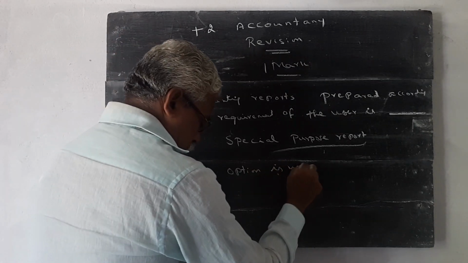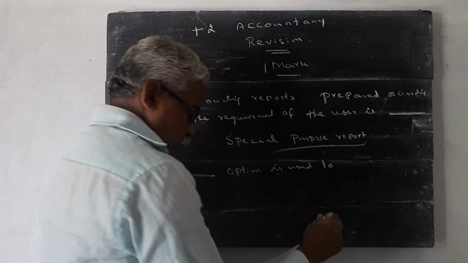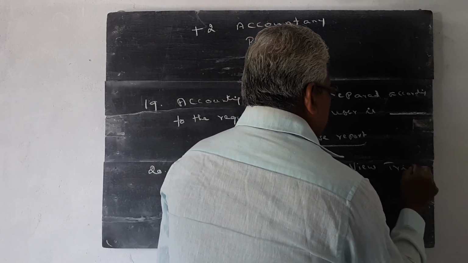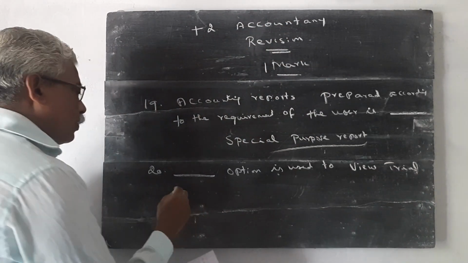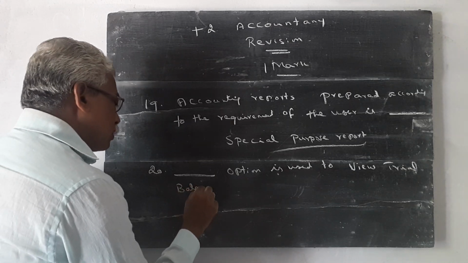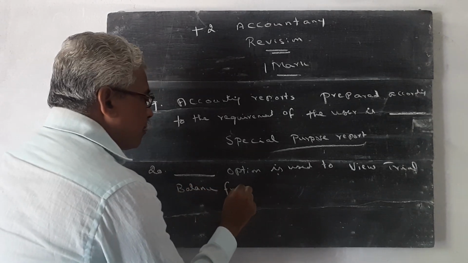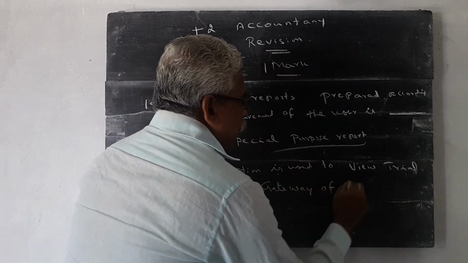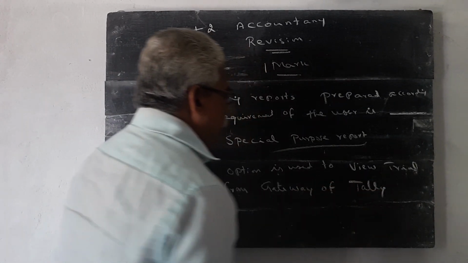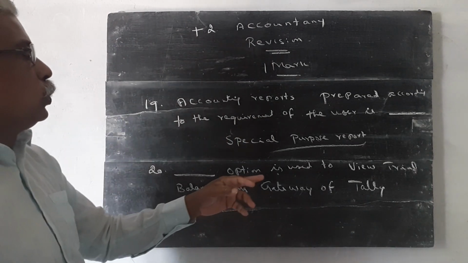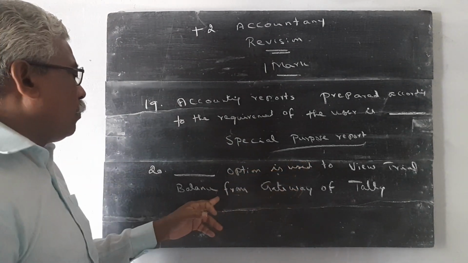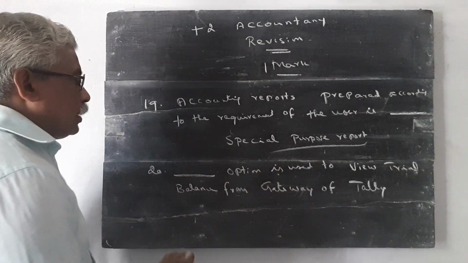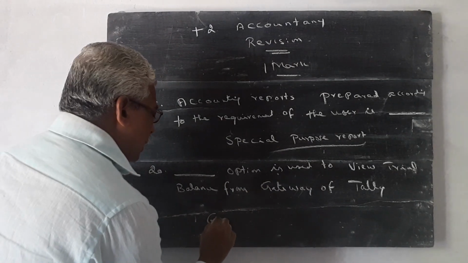Dash option is used to view trial balance from gateway of Tally. Dash option is used to view trial balance from gateway of Tally. The answer is gateway of Tally.